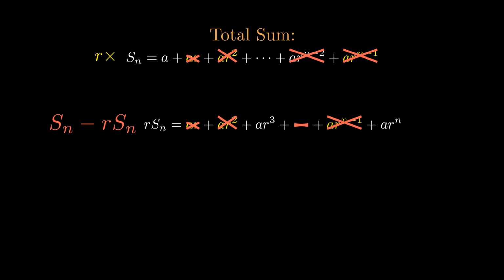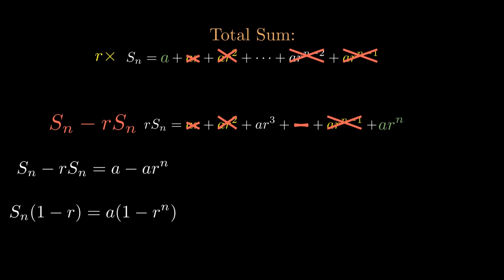When the dust settles, only 2 terms have survived this total cancellation. The very first term A from the top row, and the very last term A R to the n from the bottom. We are left with a simple relationship. S n minus R S n equals A minus A R to the n. Now, we use the power of factoring. We pull S n out of the left side. We pull A out of the right side. Finally, to isolate our total sum, we divide both sides by the quantity 1 minus R. There it is, the master formula, a tool that can calculate any geometric growth in seconds.